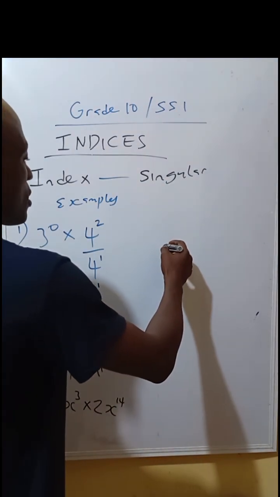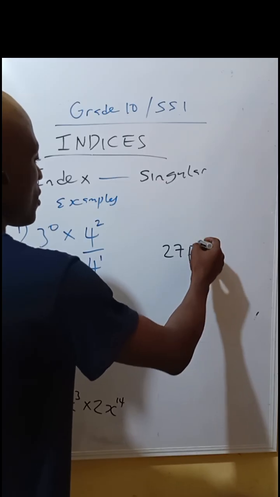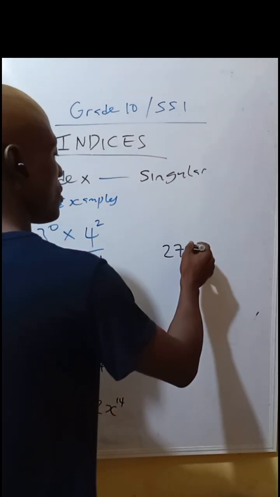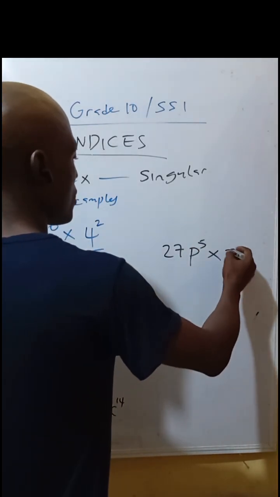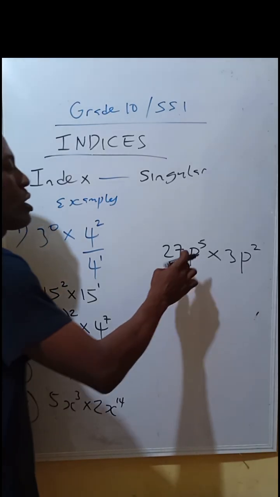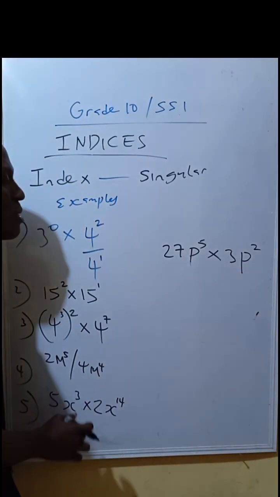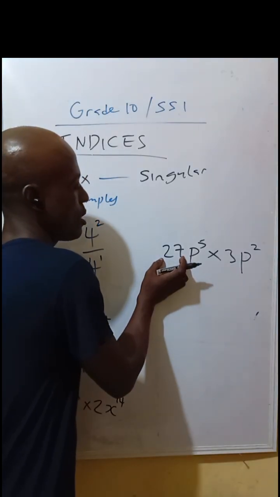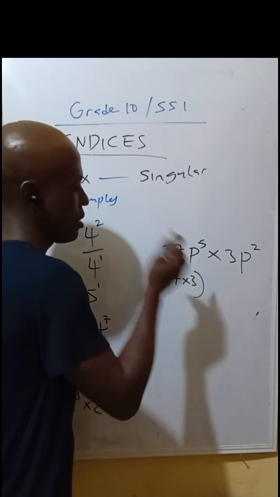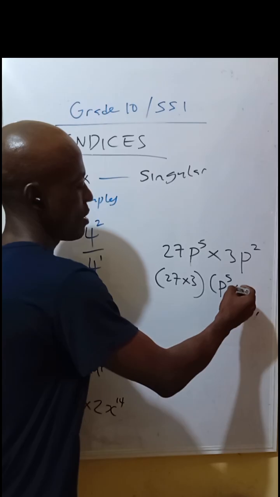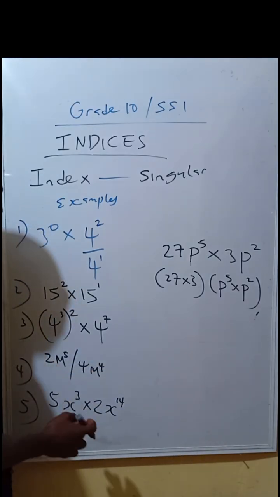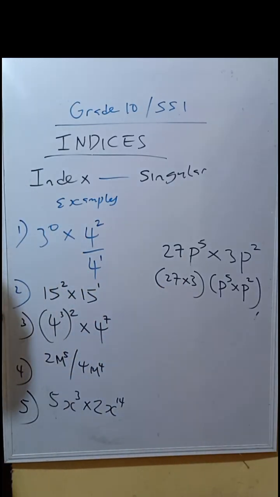Now, if you have something like this, 27p raised to the power 5 times 3p raised to the power 2. Now, what you do is this. You see that this p, they have the same base, different power. You can say 27 times 3, you separate the number from the p, then p raised to the power 5 times p raised to the power 2. 27 times 3, that should be 51.